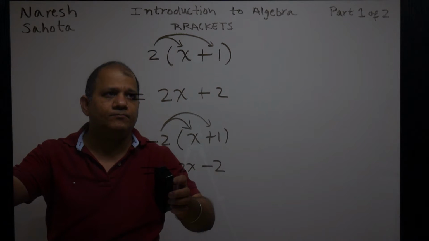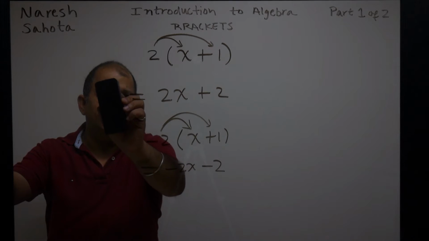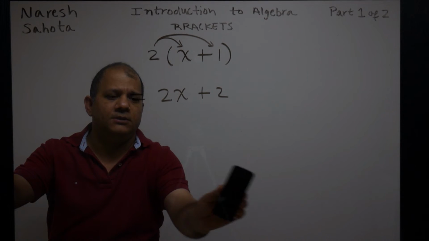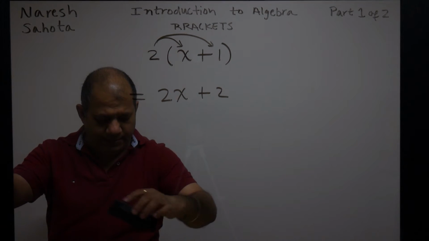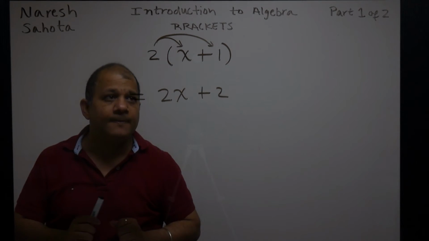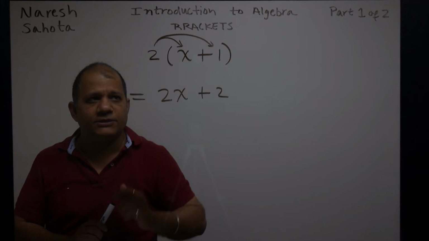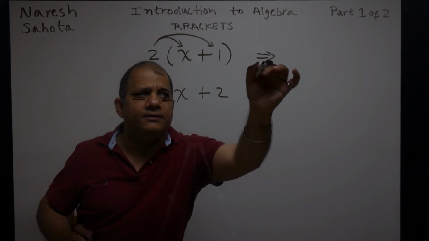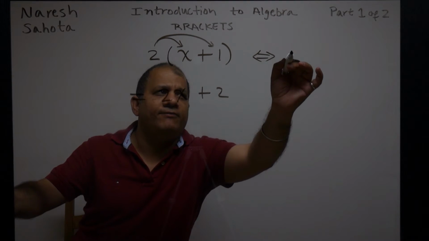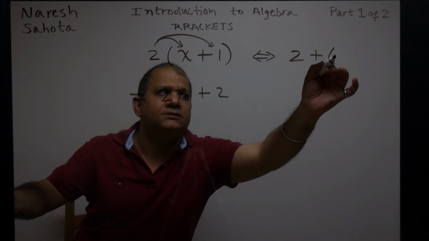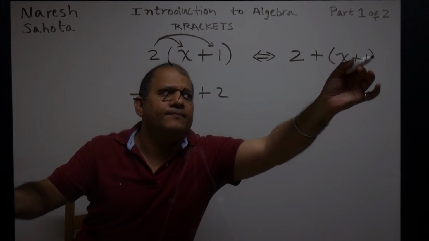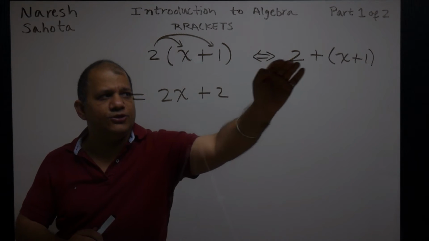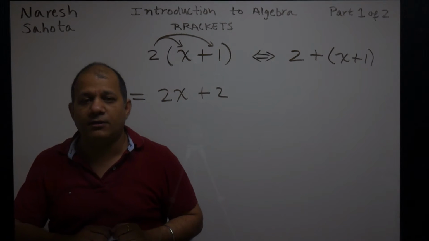Alright. Now, I'm going to erase the second example and keep the first example. What I want to show you here is the distinction. Compare this: what if I had 2 plus (x + 1)? Do you think these two look similar, or are they completely different?